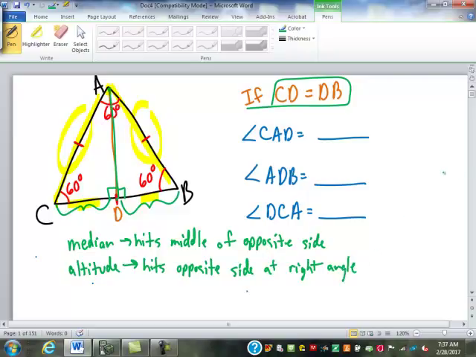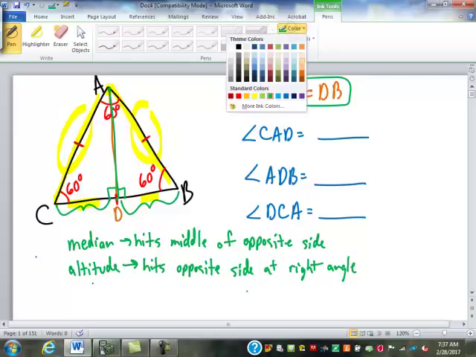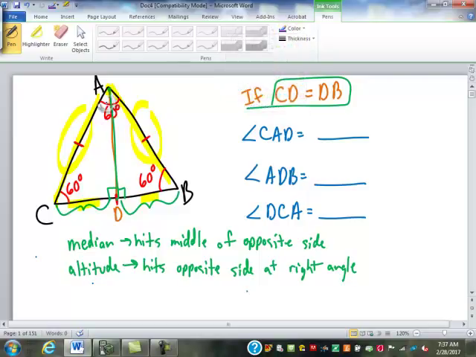The third thing that line has to do has to do with the angle up here. What do I know about this angle and this angle? They are the same. That makes it what we call an angle bisector. It cuts the angle in half.